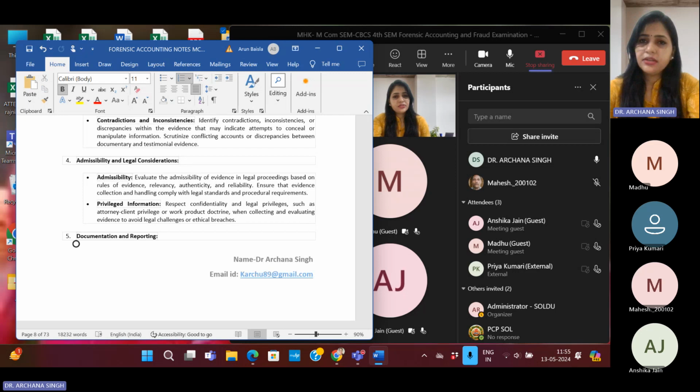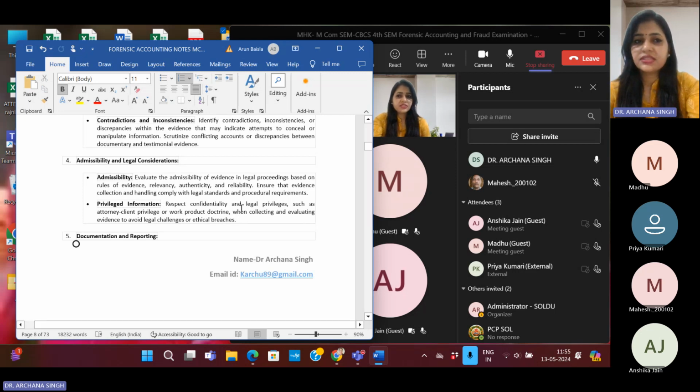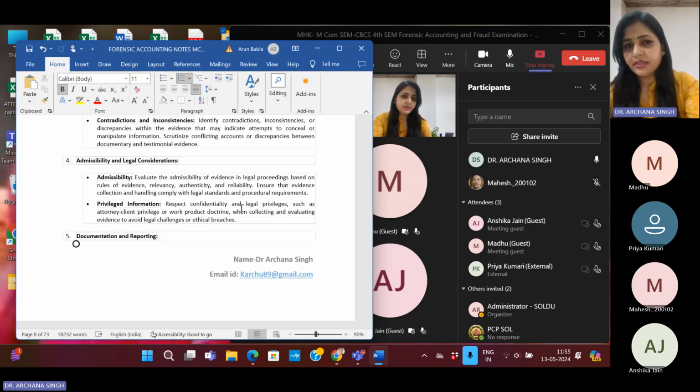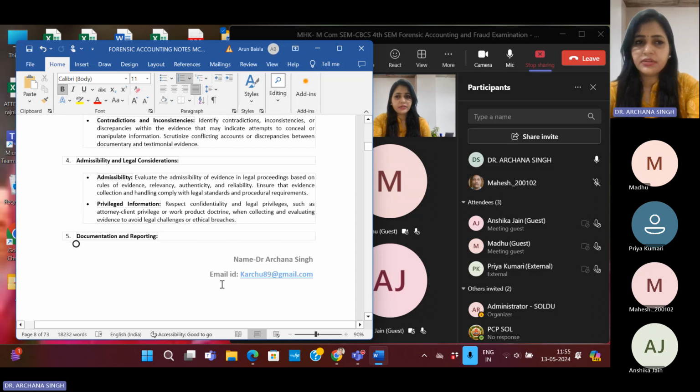Then privileged information, in respect to confidentiality and legal privileges such as attorney-client privilege or the work product doctrine, where they collect and evaluate evidence to avoid legal challenges or ethical breaches. So they had to respect that confidentiality and those legal privileges.